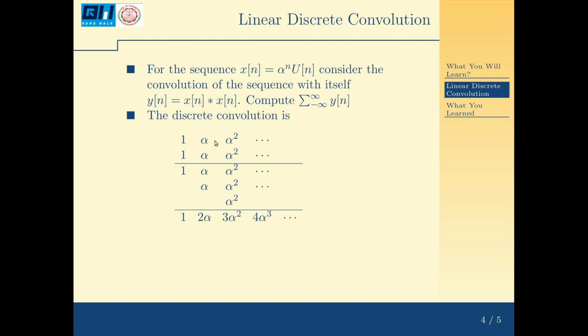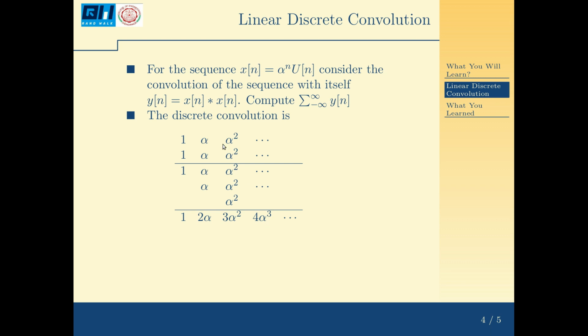This is a sequence 1, alpha, alpha square, etc. It is convolved with the same sequence 1, alpha, alpha square, etc. So if you do as you did in school classes, this becomes 1, alpha, alpha square, this becomes alpha, alpha square, alpha cube, etc. The third line becomes alpha square, alpha cube, etc. So when I add up, the first value is 1, this is 2 alpha, this is 3 alpha square, this is 4 alpha cube, etc.